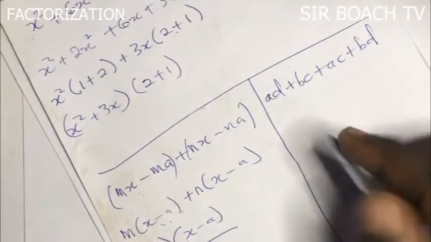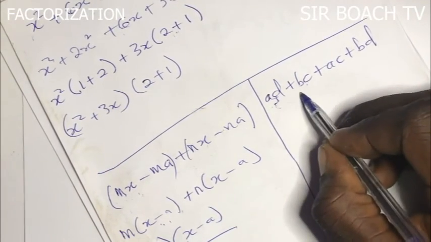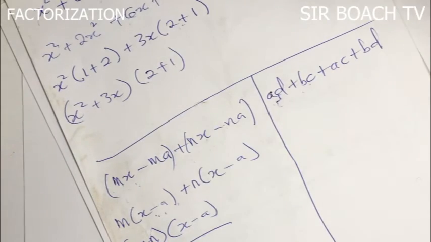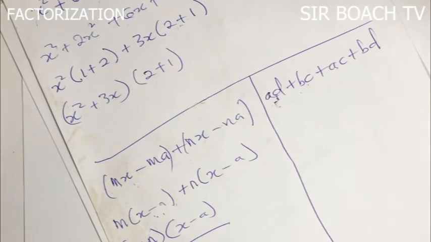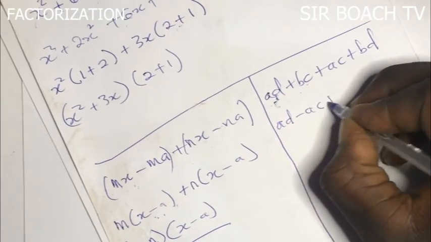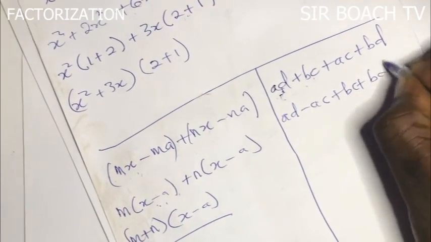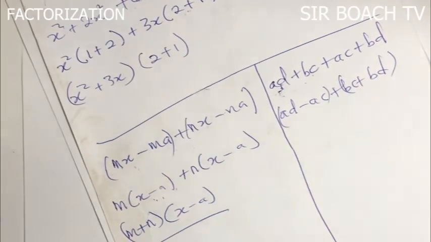Now with this one, we can see that this AD and this BC, if we put these two together, we cannot factorize. So we have to look for another term that has A or D in it. So I can either bring this or this closer to this so that I can factorize something out. So I have AD minus AC plus BC plus BD. So these two, I can factorize something out. These two, I can factorize something out.